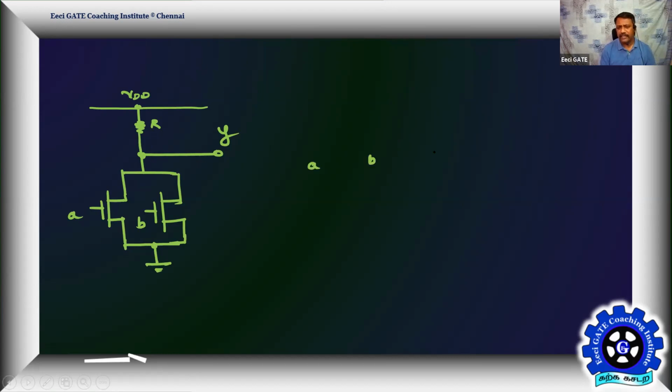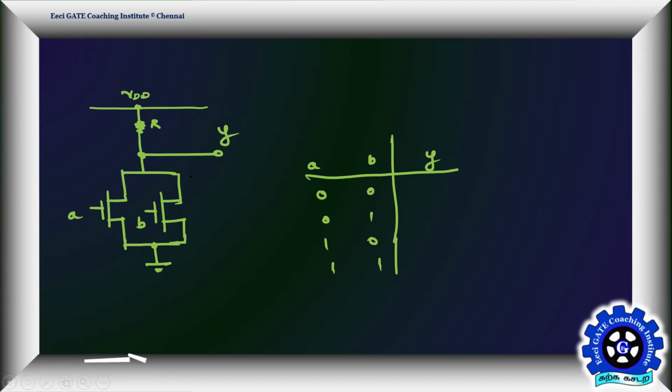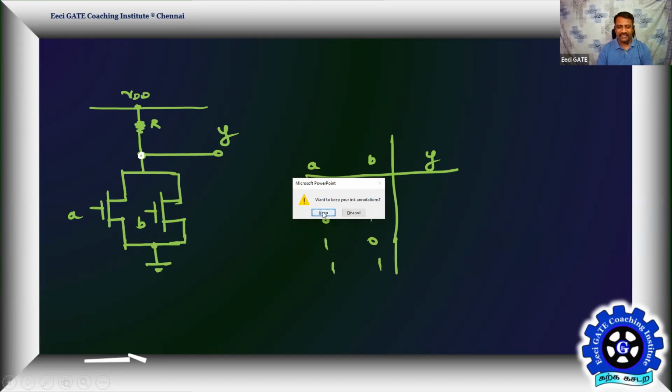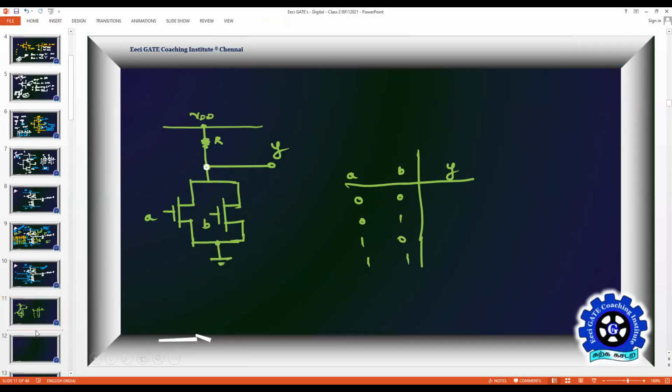A, B, Y. That's easy. A and B are the inputs, Y is the output. The combinations are 0, 0, 0, 1, 1, 0, 1, 1. So for any of the inputs as one, we'll get the output as one, sir. So for the first scenario alone, 0, 0, we'll get the output as 0. Check once. Magesh friend, check once.